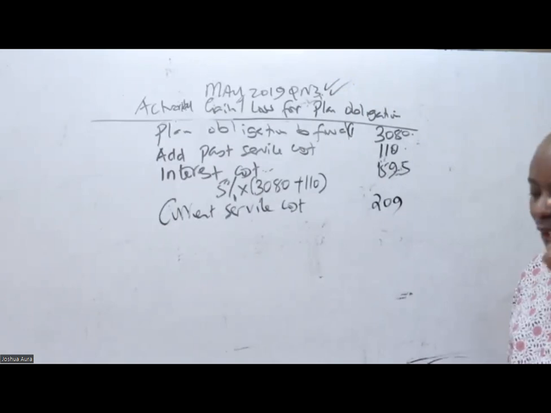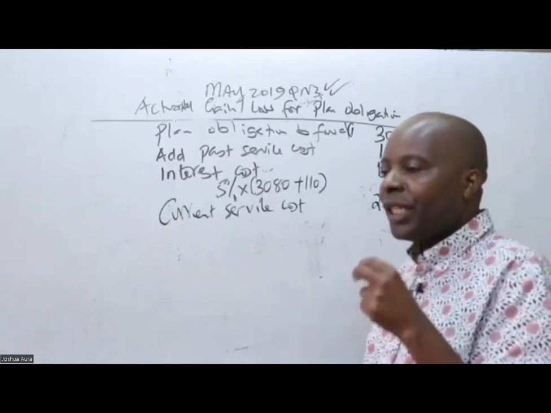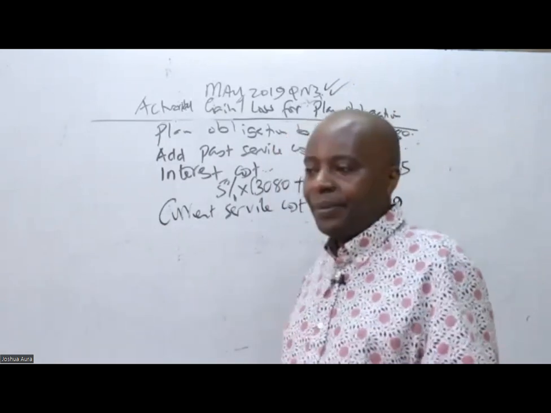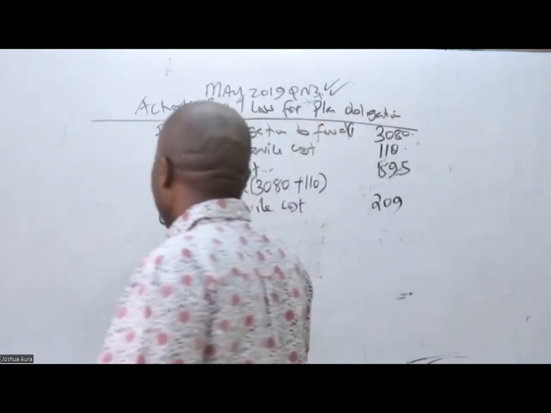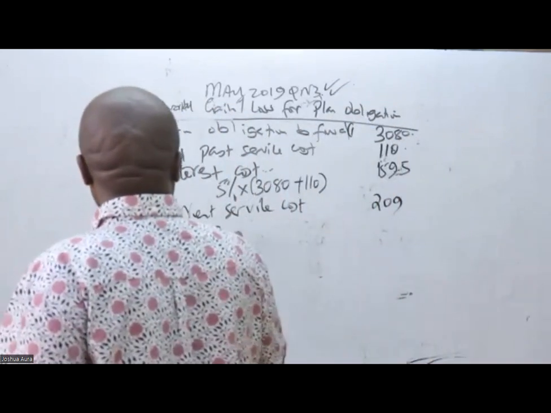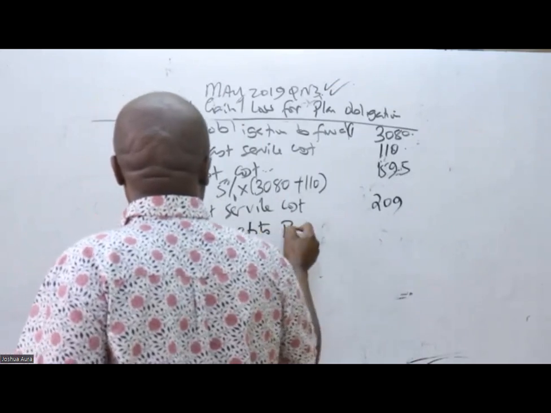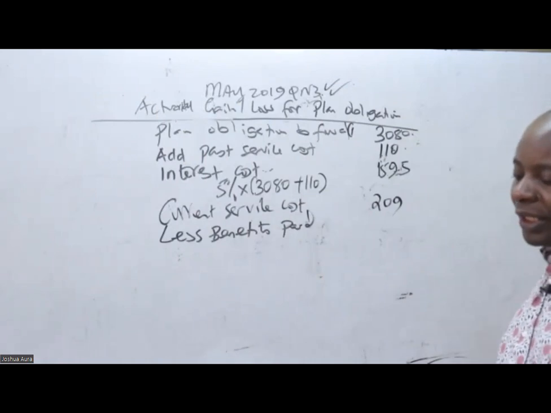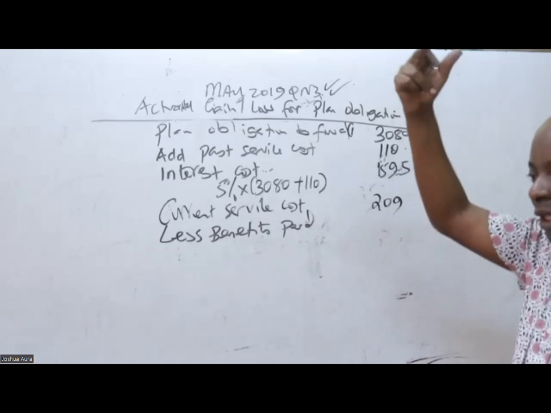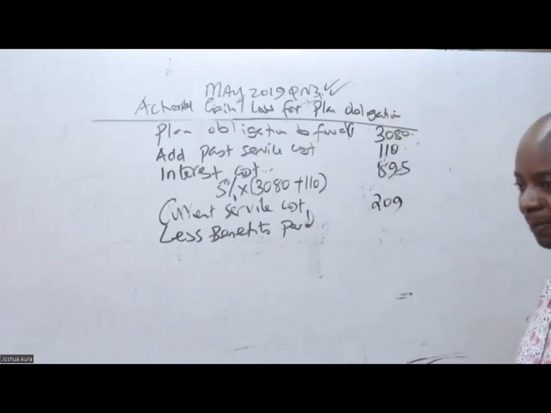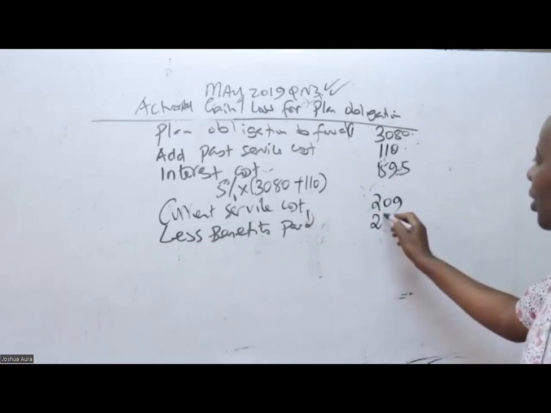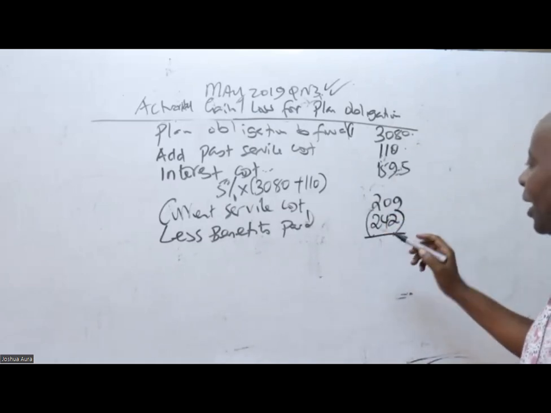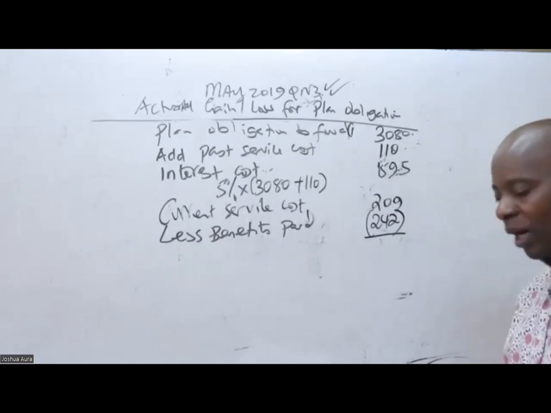So ladies and gentlemen, of course, this obligation reduces with the benefits that we pay. So we less the benefits paid. Do you remember the figure that we got as a benefit? We used it up there in the plan asset. So this is giving us 242. This is supposed to be a deductible. And now that marks the end of my work as an accountant.